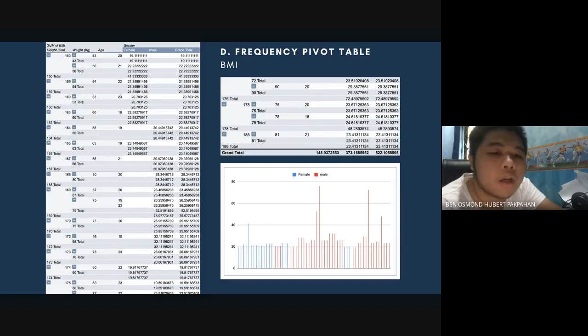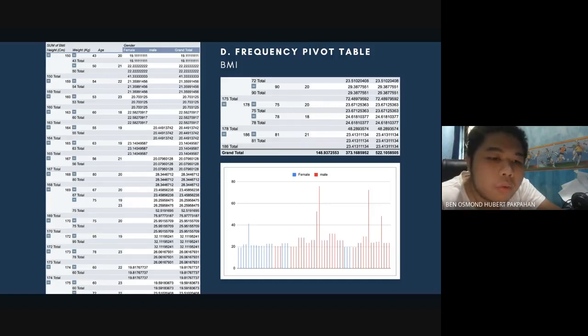To read the table, for 150 centimeters there are two persons. The weights are 43 and 50, the ages are 20 and 21, and the BMI values are 19.1 and 22.2. So the total for 150 centimeters is 41.3. For 159 centimeters there is only one person, so the total is 21.35. For 160 there is also only one, so the total is 20.70.